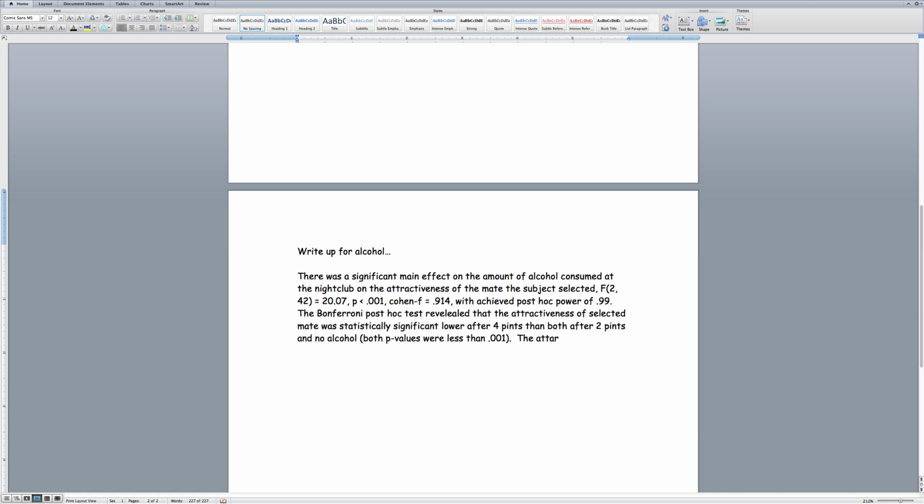The attractiveness, let's see, it was greater than 0.05. Okay, so the attractiveness of mate selection after 2 pints and no alcohol were not statistically significant. All right, that's a little clumsy, but that's pretty much what we got in a nutshell.